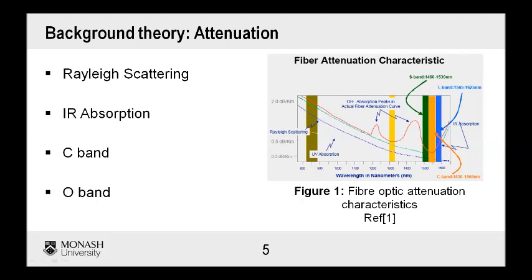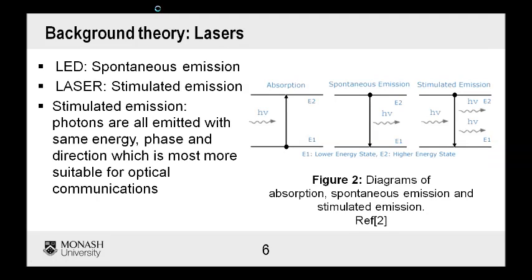You can also see that there are two windows at which we can transmit light to have low amounts of attenuation. The first one is called the O band, which is at approximately 1330 nanometers, which has an attenuation of about 0.5 decibels per kilometer. And then at what's called the C band, at about 1550 nanometers, you have about 0.2 decibels per kilometer, which is the best wavelength to transmit light at.